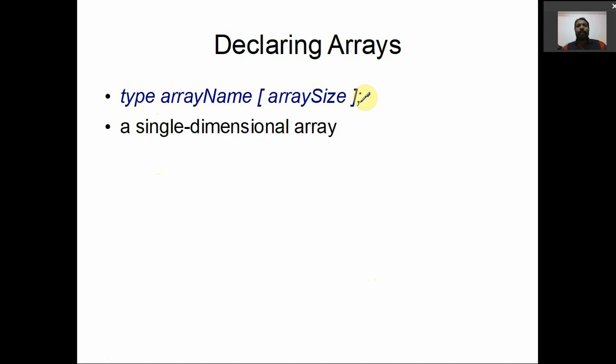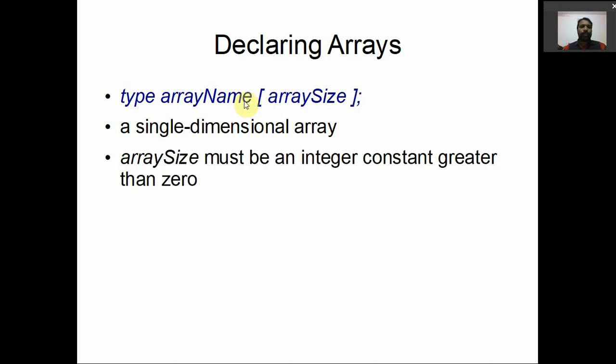So this is an example of a single dimensional array. We will see multi-dimensional arrays in later sessions. So here we are declaring a one-dimensional array. The array size must be an integer constant. It should be an integer constant greater than 0. It can be any integer constant greater than 0. If we mention it as 10, then we can store 10 values in this array.